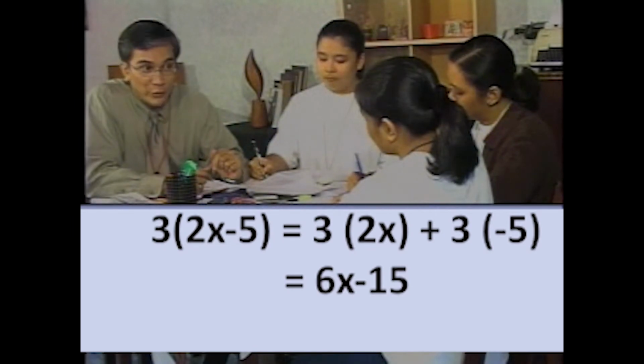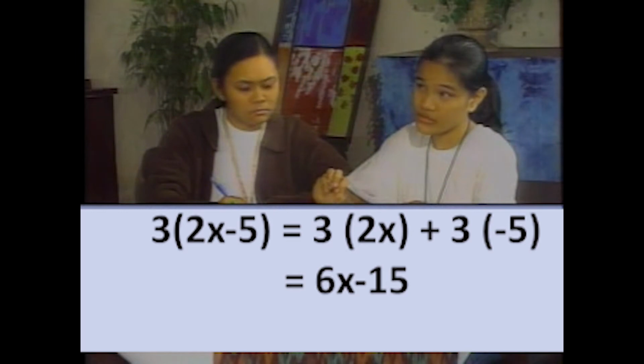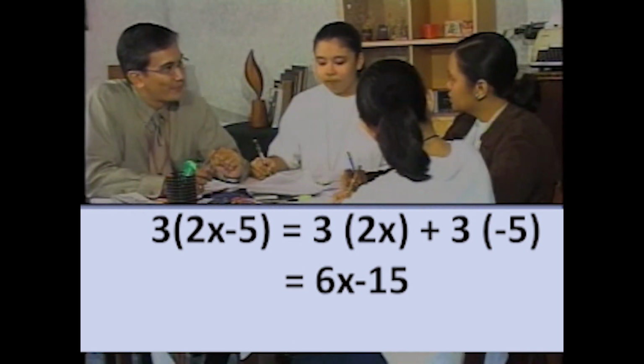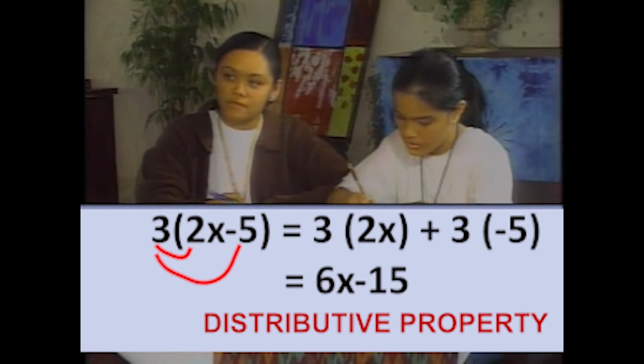What property of multiplication is evident here, Carla? Commutative property? Nope. What do you think, Bea? Distributive property, like we're distributing the operation to the terms of the binomial.